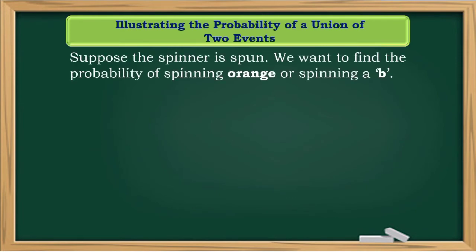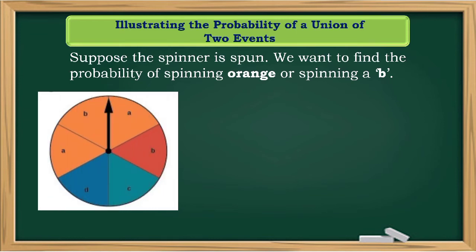Let's have this example. Suppose the spinner is spun. We want to find the probability of spinning orange or spinning a B. So we have here the illustration. As you can see, the circle has 6 sections.